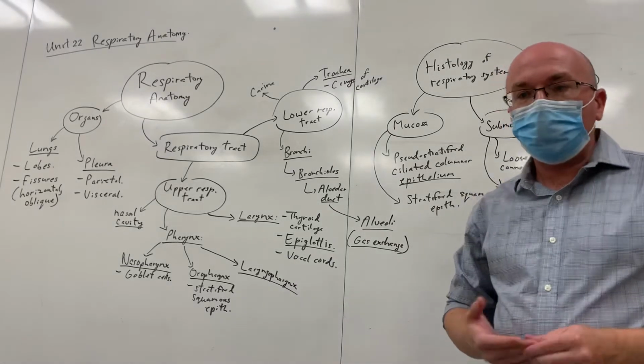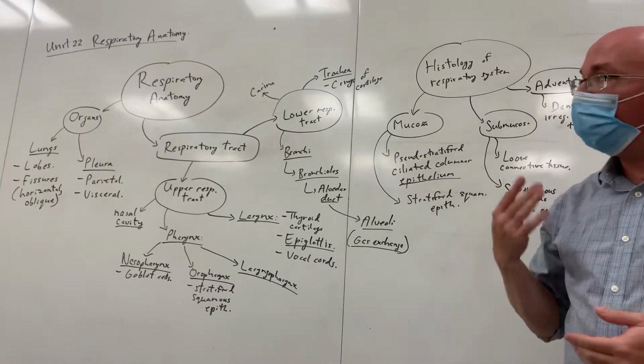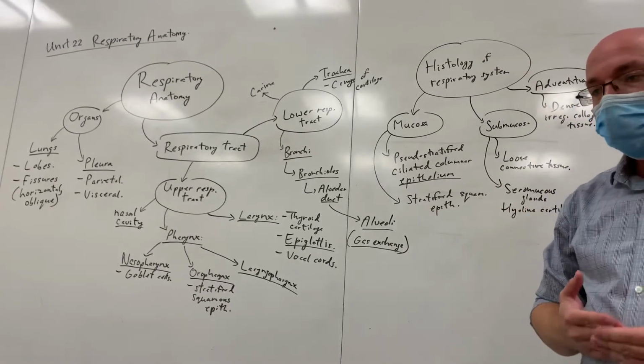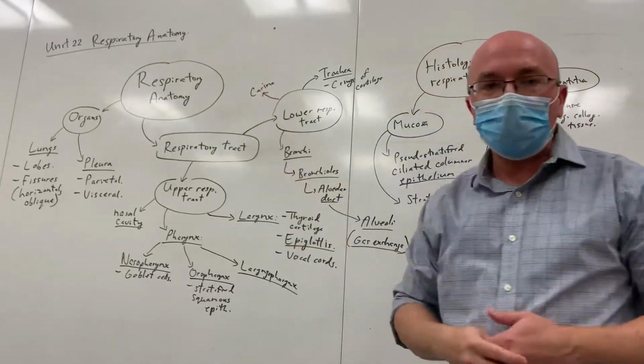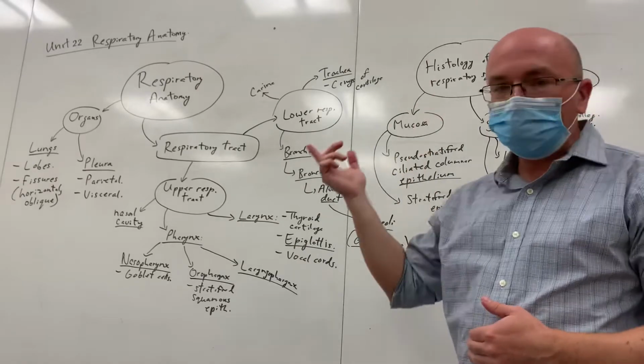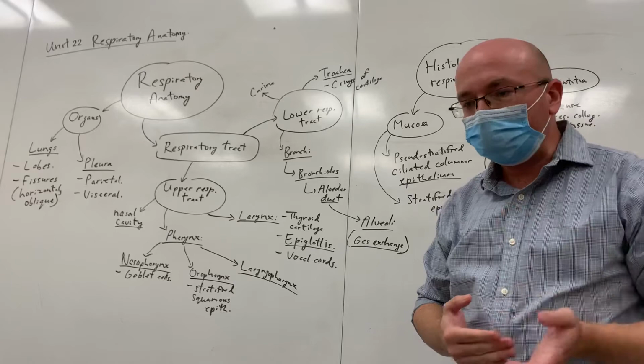Welcome to Anatomy and Physiology 2 Lab. In this course, we're going to be starting with Respiratory Anatomy. So our first chapter is Unit 22 in the Laboratory Manual on Respiratory Anatomy, and then the next topic will be Respiratory Physiology in the next unit.